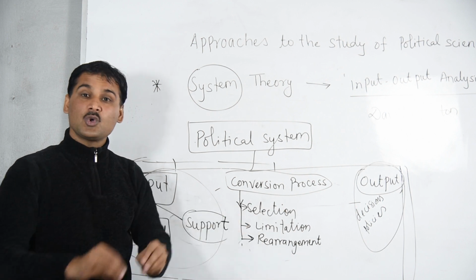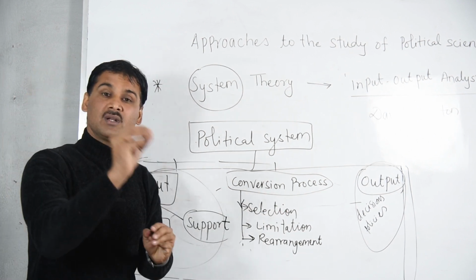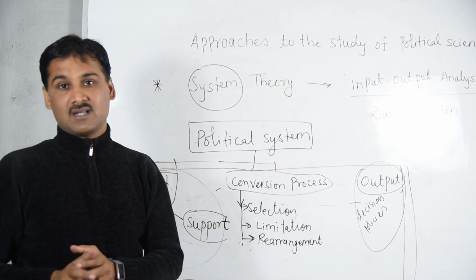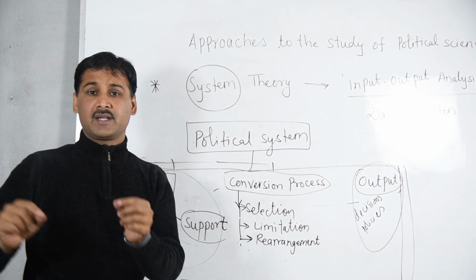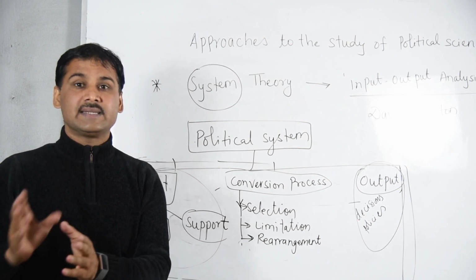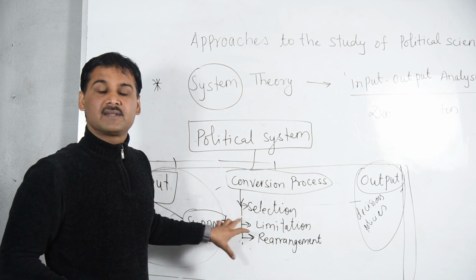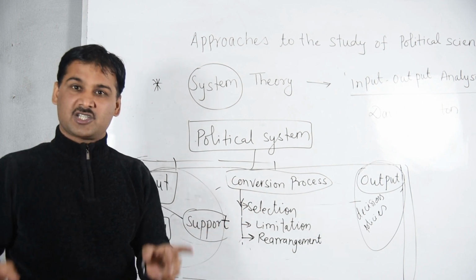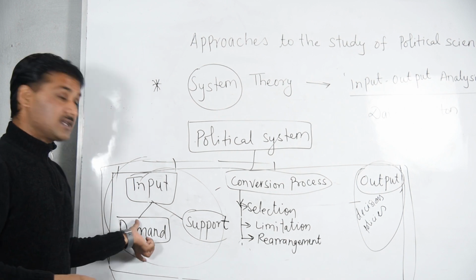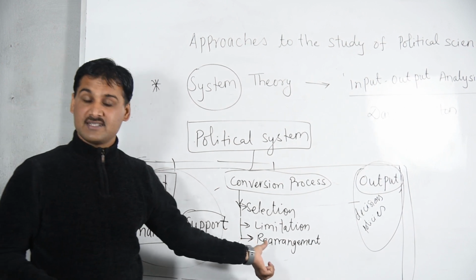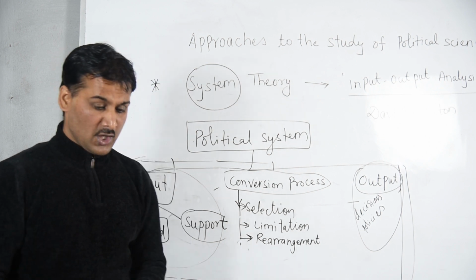The conversion process goes on. Selection is important, so selection among which demand could be selected, or the limitation, where the people involved in authority may limit the number of constructions of the education infrastructure that were demanded, or a rearrangement could be made as a conversion process.